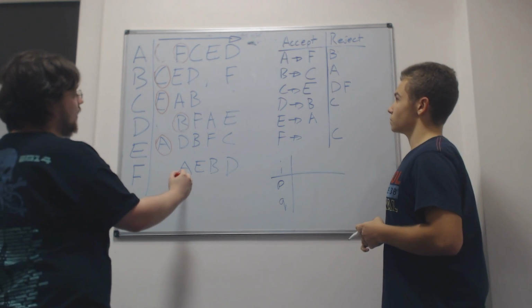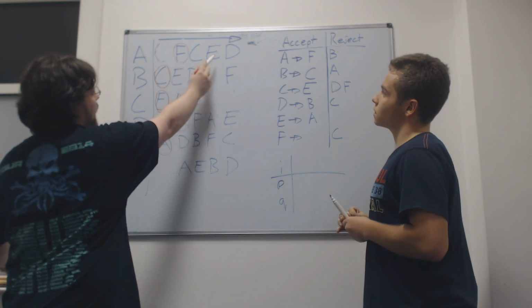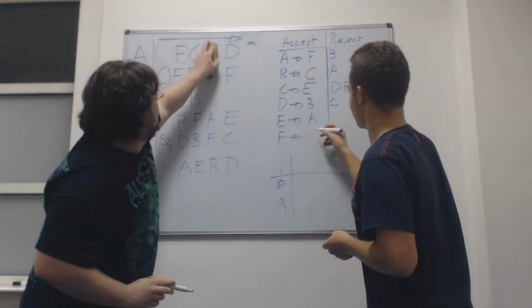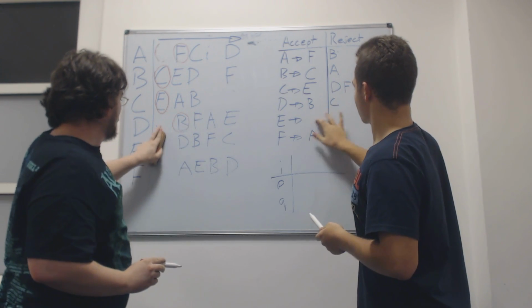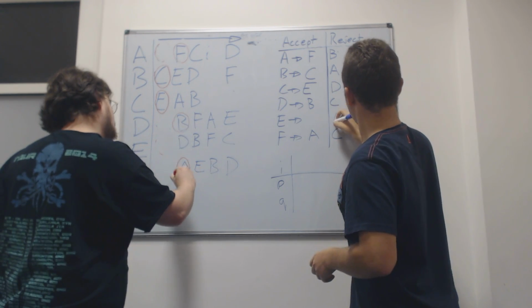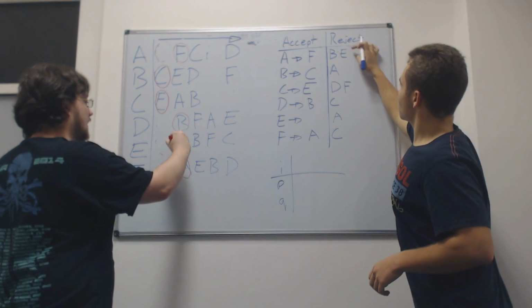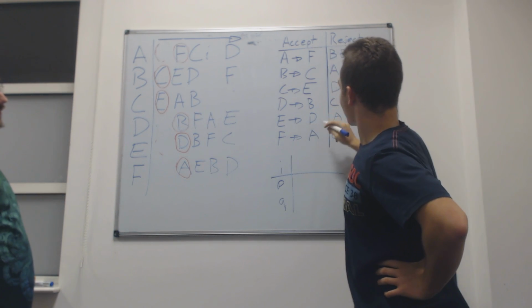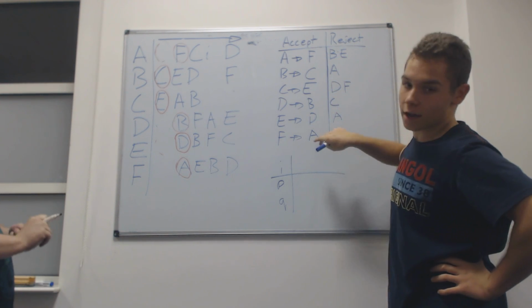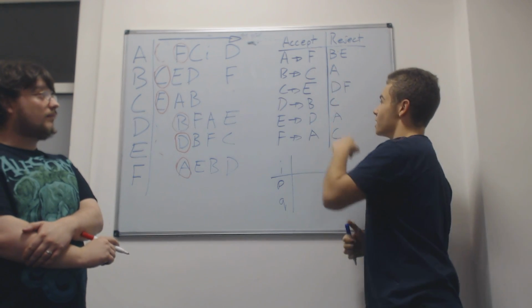F proposes to A, who accepts, because F is preferred over E by A. So A rejects E, and F is accepted. E proposes to D, who accepts because D has not been proposed to. As you can see, this column is now full of unique values, so A, B, C, D, E, and F.